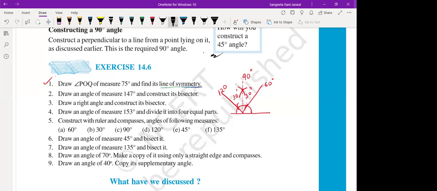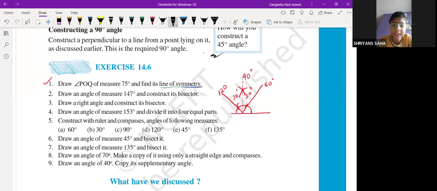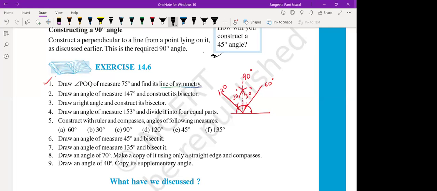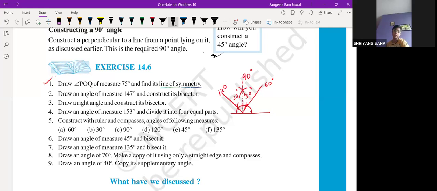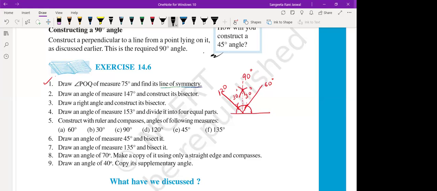75 degrees lies between 60 and 90, ma'am. Exactly, 75 degrees lies between 60 and 90, no? So you will make 75 degrees first, and then you will bisect 0 degree and 75 degrees. You get it? Should I show?